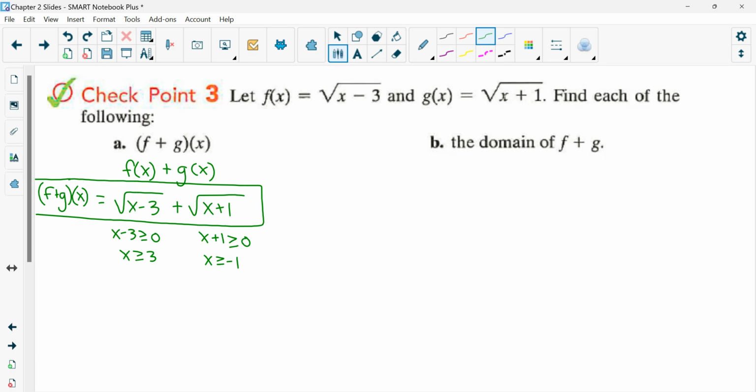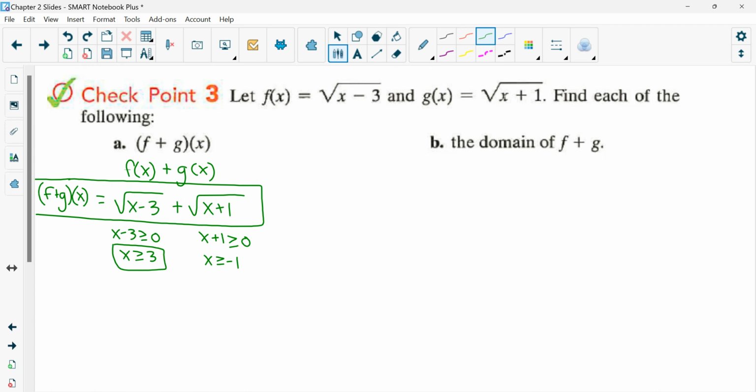So again, the domain has to be true for both of them. So what you could do is plug 3 in for both. 3 minus 3 is 0. I can take the square root of that. 3 plus 1 is 4. I can take the square root of 4. When I plug -1 in, -1 minus 3 is -4. I can't take the square root of that. So therefore, we'd have to use this value.